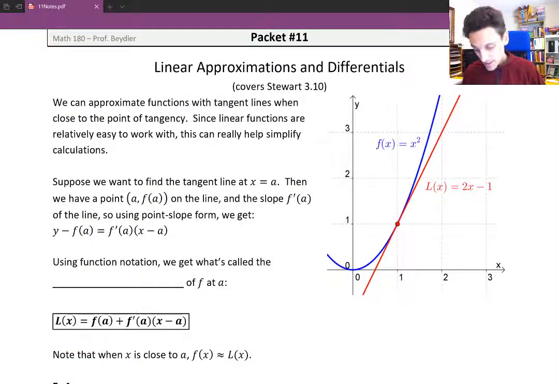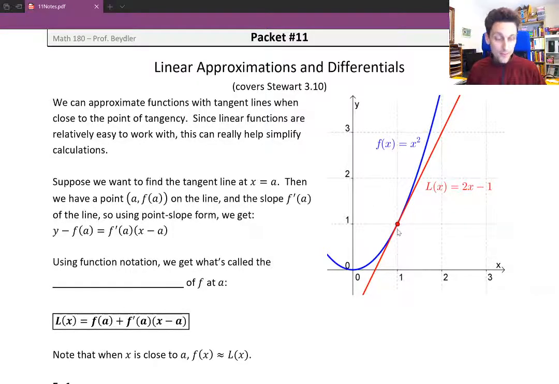As it mentions, we can approximate functions with tangent lines when we're close to the point of tangency. The picture off to the right shows that. Here we have the graph of x squared, and a tangent line to that graph at x equals 1. As you're close to that point of tangency at x equals 1, the y values of the tangent line and the y values of the x squared function are really close to each other in value. They're almost exactly on top of each other.